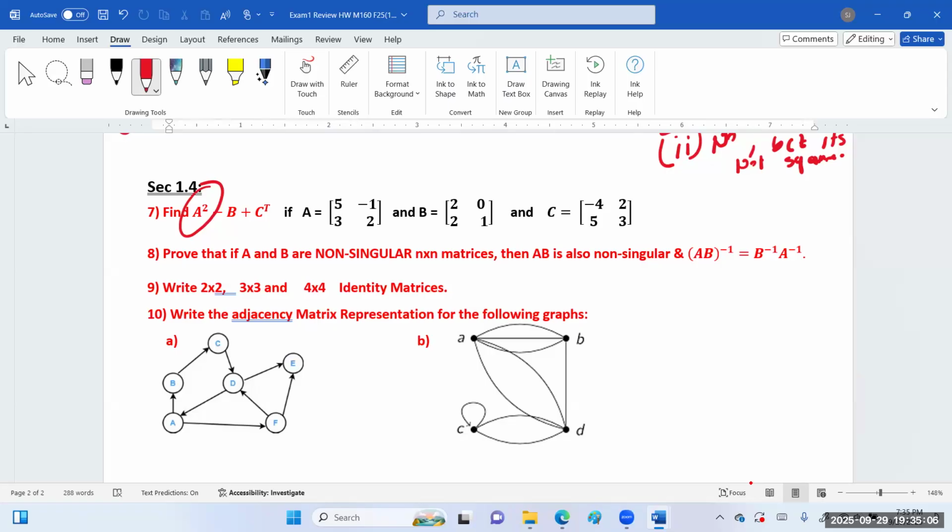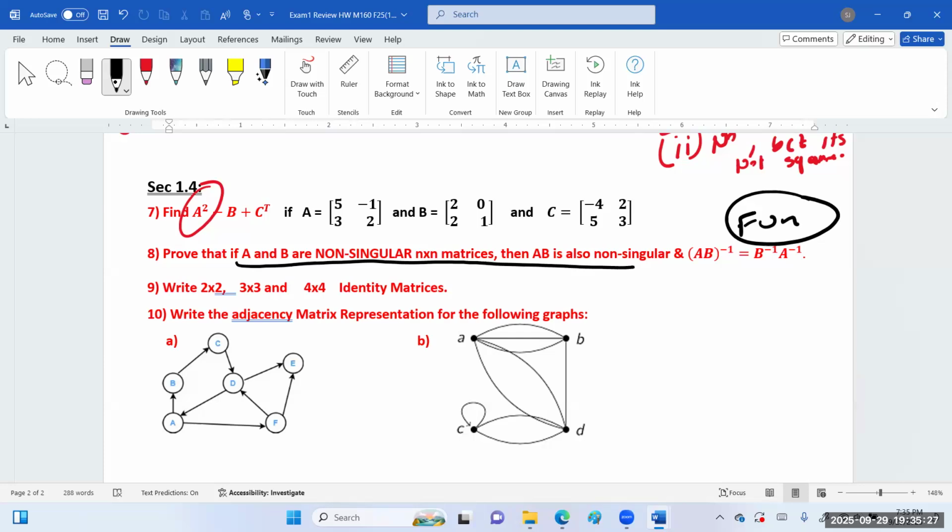Question number 8 is for fun. I'm not going to put it in the exam. It's for fun, but it's an interesting proof. If you are going to do the proof, then you have to prove two things.